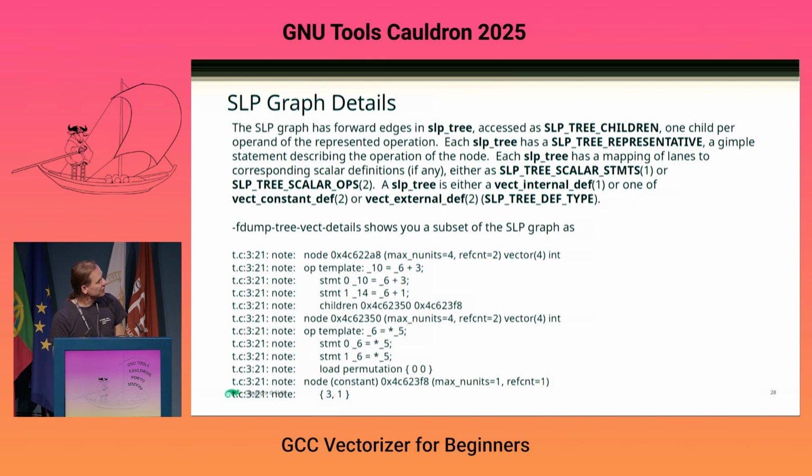And here we have a plus operation. Right, so here you can see the scalar statements we formed the group from. So we have once this SSA name 6 plus 3 and once the plus 1. And you have two children of this node. One, so we always print hex numbers, you can match them up. One is that for the load, and one is that for the constant.